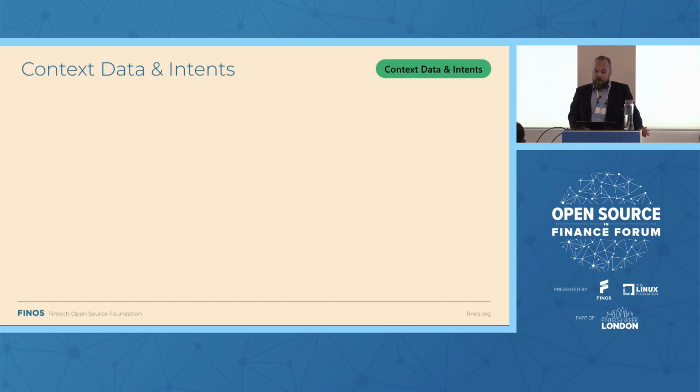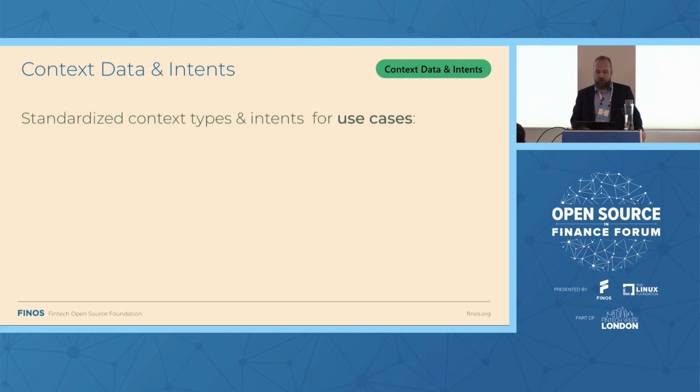Now, after the 2 APIs, context data and intents make up pretty much the rest of the FDC3 standard. They are what's used to implement specific workflows, basically specific use cases. Anyone can make up an intent name. Anyone can define a context type. However, standardization of these is what's important.